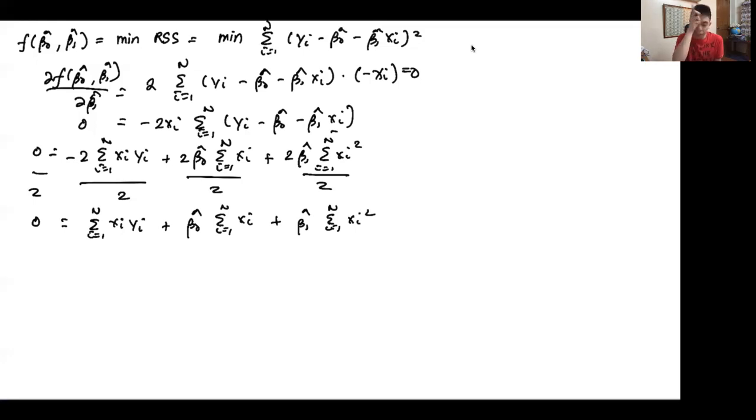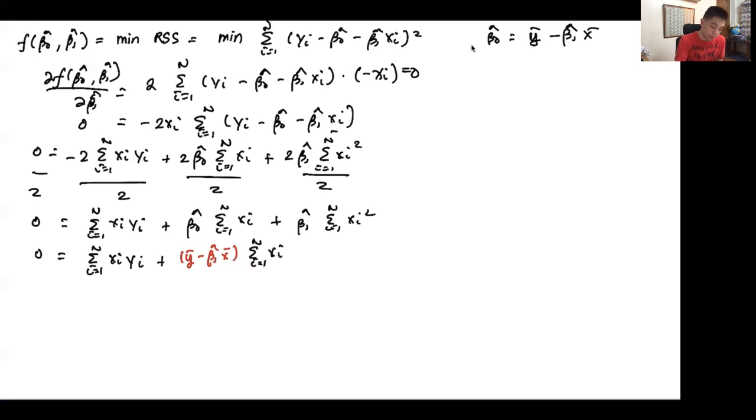we have a beta naught here, but remember, we solved for beta naught. Beta naught hat is equal to y bar minus beta 1 hat x bar, right? So we can plug that in. 0 is equal to sum i equals 1 to n of x_i y_i plus, we're going to plug it in, so this becomes y bar minus beta 1 hat x bar, times the sum from 1 to n of x_i, plus beta 1 hat sum i equals 1 to n of x_i squared. Okay, so we have that there.